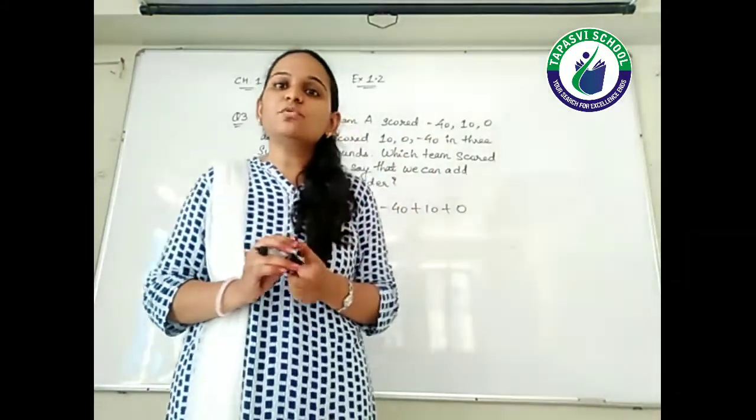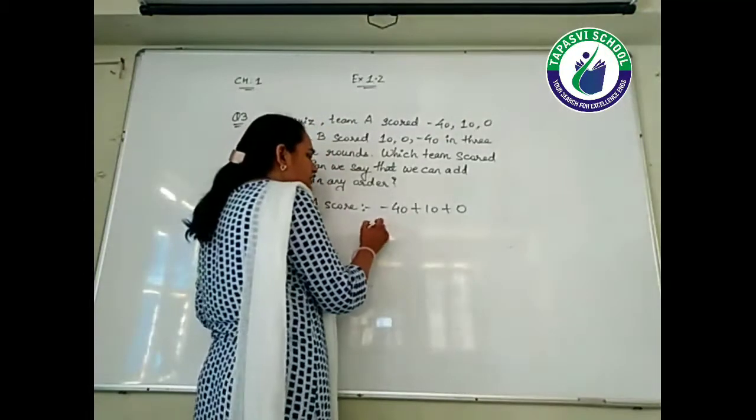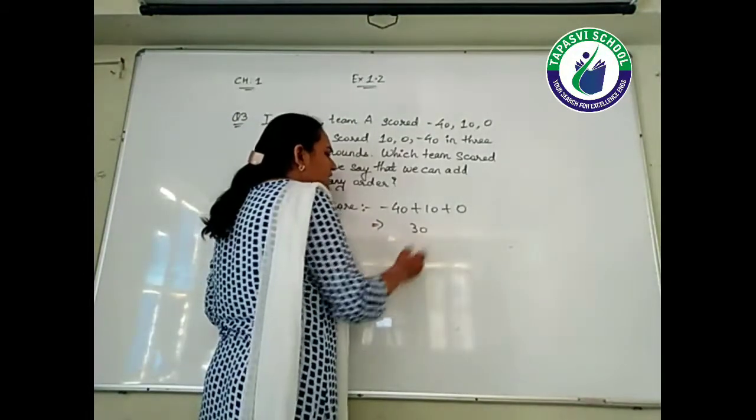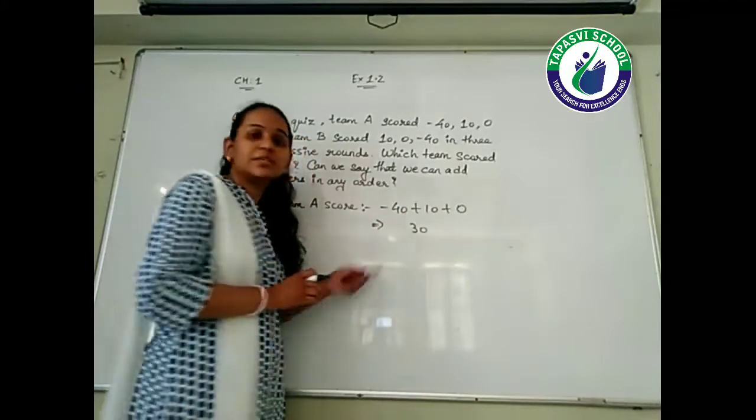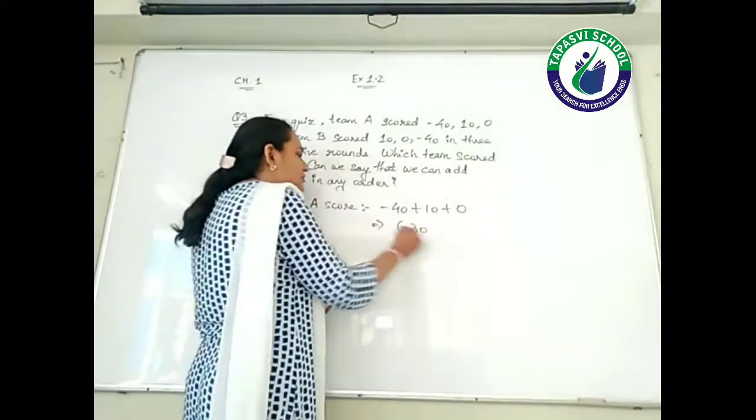So what we have to do? We have to do the subtraction. So 40 minus 10 is 30, and out of these two integers, which one is the greater one? 40. So I am going to give the sign of negative to this result.